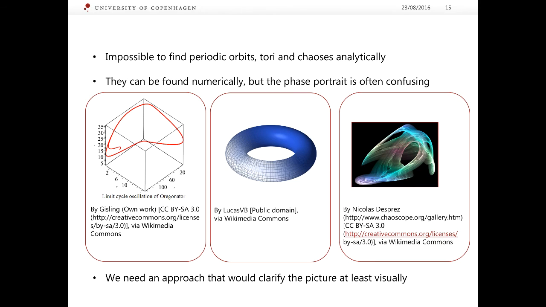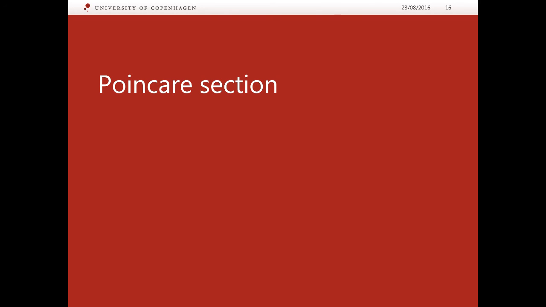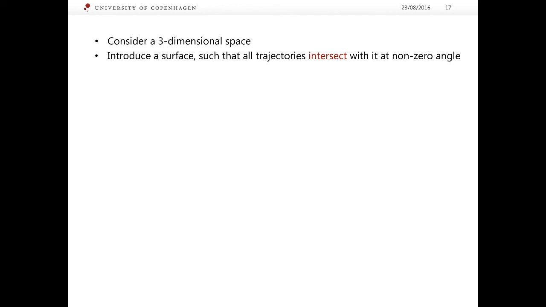at least visually. It appears that such a technique exists, and it is due to the famous mathematician of the 19th century, Henri Poincare. This approach is called Poincare section. What does it do? Consider a three-dimensional space for the start, and in the three-dimensional space there are some phase trajectories, infinitely many phase trajectories.